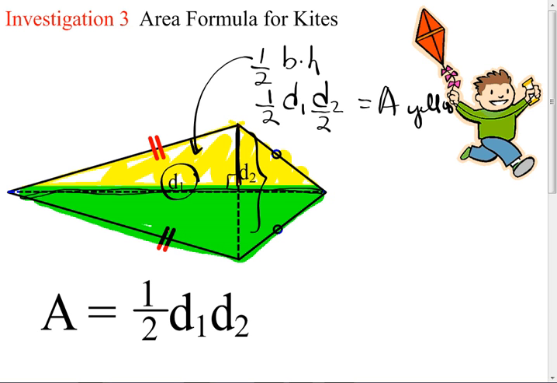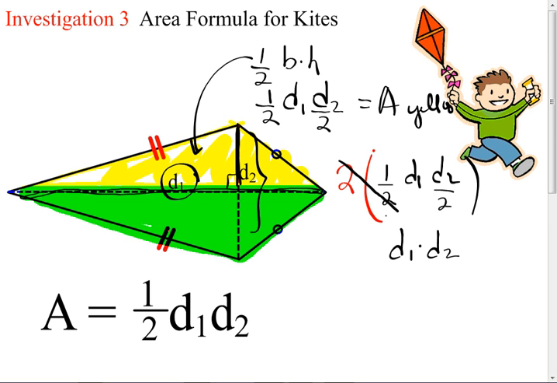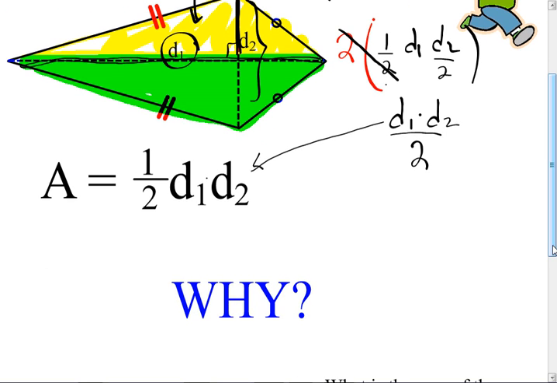What's true about those two triangles? They're congruent. You guys need to sit someplace else? No. These two are congruent, so if I want the whole kite, what do I have to do to my formula? Multiply by 2. So I'm going to have 2 times 1/2 d1 d2 over 2. What happens to these 2's? They cancel out. So the area for the kite is d1 times d2 over 2, or 1/2 the product of the diagonals. I tend to remember it that way. It's 1/2 the product of the diagonals.